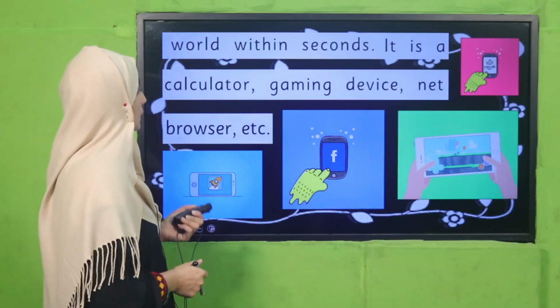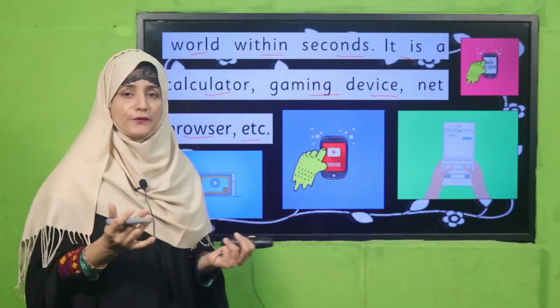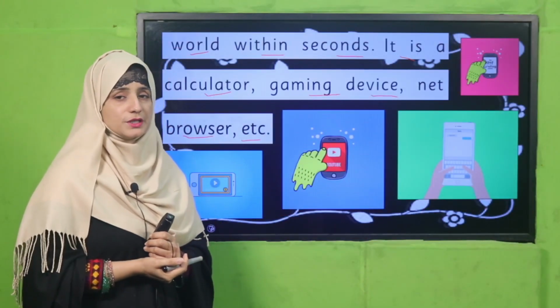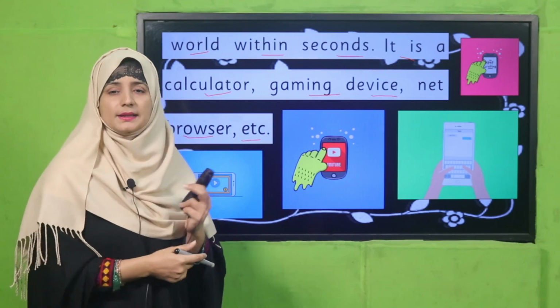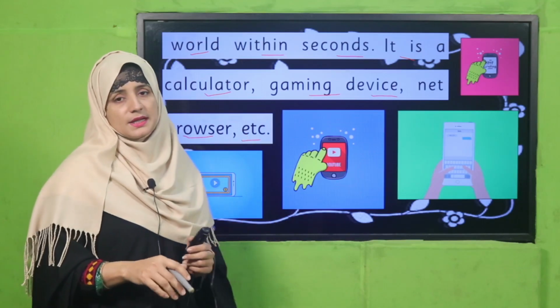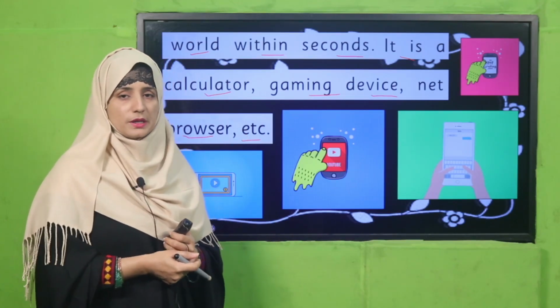The world within seconds, it is a calculator, gaming device, net browser, etc. So we can use a calculator. It has a lot of functions in a mobile phone, my dear students. We can listen to music, we can listen to Al-Quran, we can also play games, and also we can search for everything using net browsers.